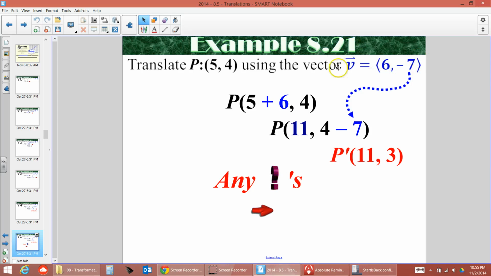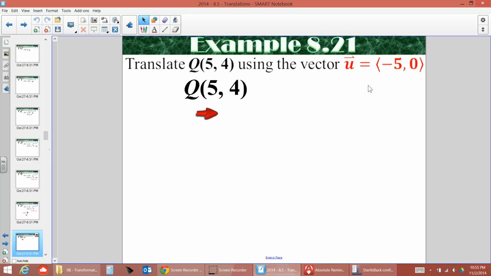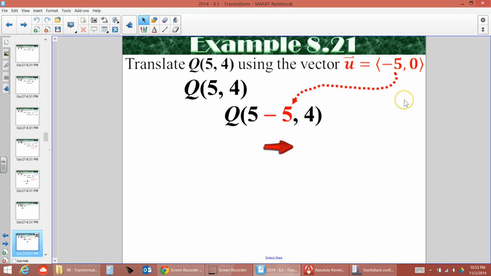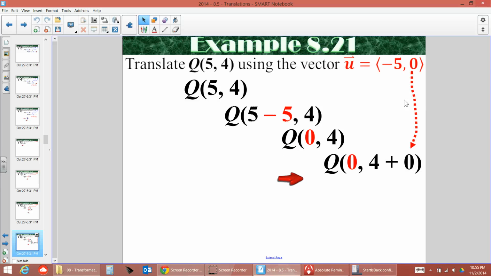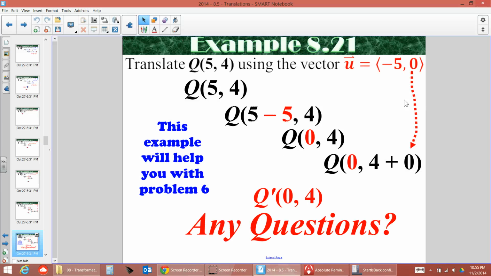So instead of writing a coordinate rule, (x, y) arrow (x + h, y + k), I can write just a vector notation and have you move it in the same direction. So here I am at (5, 4). I'm using this vector (-5, 0), which means it's negative 5 in the x direction and 0 in the y direction. I notice that it's moving 5 to the left. That puts me at 0, and 0 in the y direction, which leaves me at (0, 4).